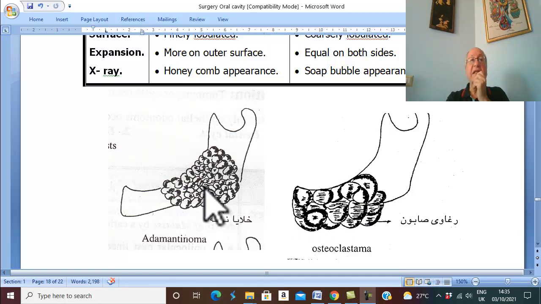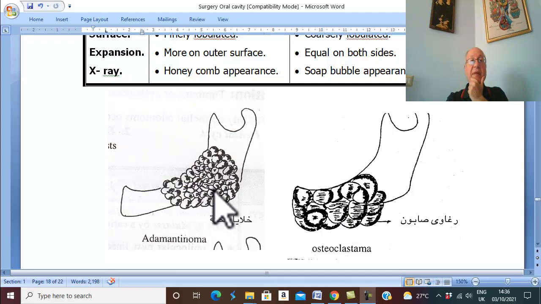The surface of adamantinoma is finely lobulated, while in osteoclastoma there is coarse lobulation. Expansion in adamantinoma is on the outer surface mainly, with less expansion from the oral cavity on the inner surface. In contrast to this is osteoclastoma. Expansion of the mandible occurs equally on both outer and inner surface.